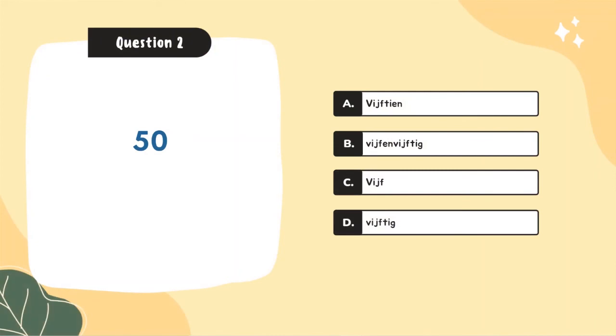So we see here the number 50. If you see that written in Dutch, then which one is that? Is that A, is dat 15? B, is dat 55? C, is dat 5? D, is dat 50? So the number 50, if that's written in Dutch, is that A, B, C or D?